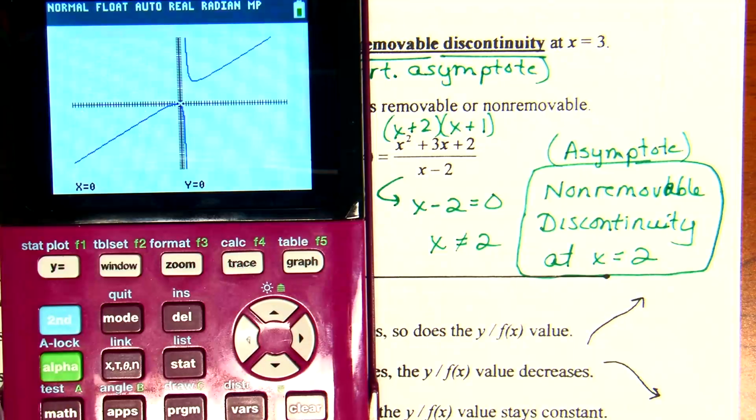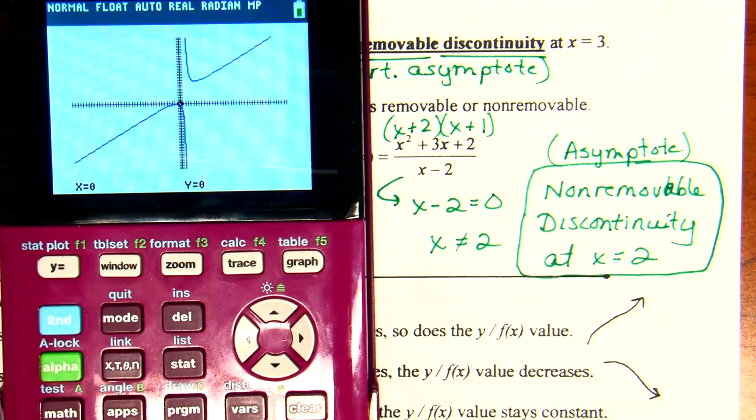Okay, does that make sense? We said there was a non-removable discontinuity at x equals 2. That makes sense now, doesn't it? Okay. Questions? Okay.